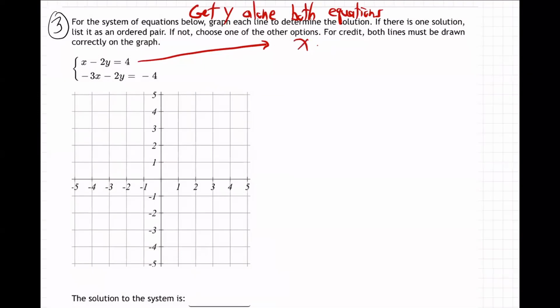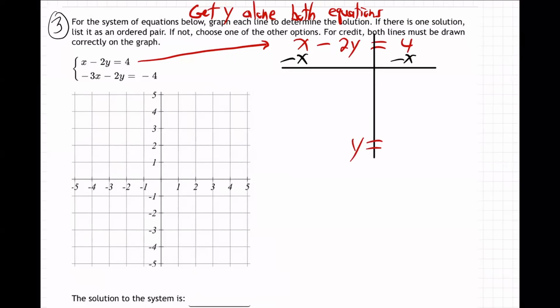Okay, let's grab this one and bring it over here. So x minus 2y equals 4. Okay, so what we're trying to do is get y alone. Like y is over here saying, I want to be alone. Get rid of all this stuff so I can be alone. So our first step is we're going to subtract x from both sides. And we get minus 2y is minus x plus 4.